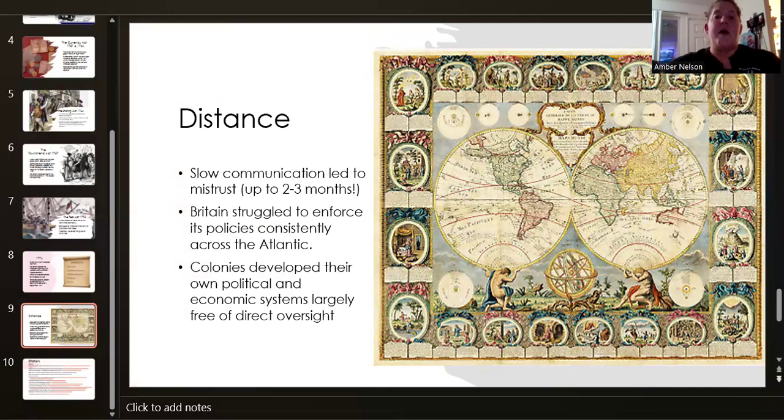Finally, let's not forget about the role of distance. Communication between Britain and the colonies took months, creating delays, misunderstandings, and frustrations on both sides. British leaders often made decisions with little understanding of daily colonial life, while colonists felt ignored and unheard. Over time, the distance helped colonists build their own identities, not just as British subjects, but as Virginians, New Yorkers, and Americans. The more Parliament tried to assert control, the more colonists imagined a different path.